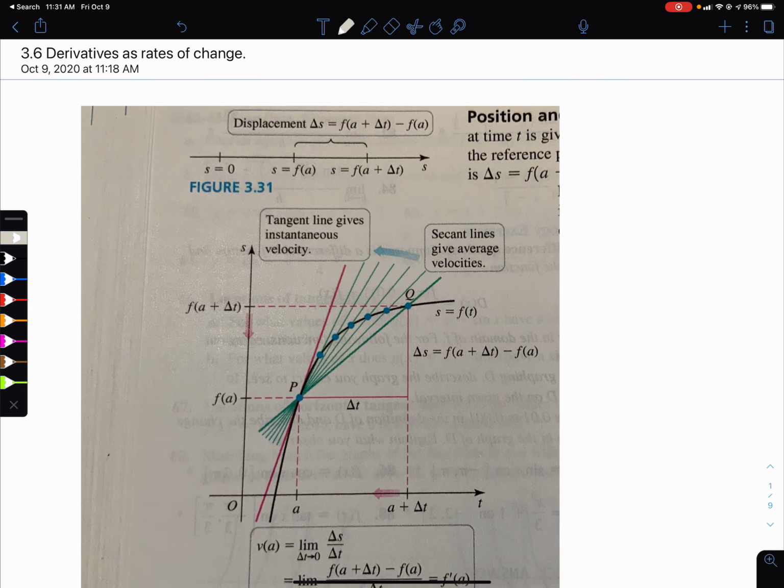We are doing chapter 3, section 6, derivatives as rates of change. So we need to start transitioning to practical application. What do derivatives mean in real life? How does that connect to real world problems?